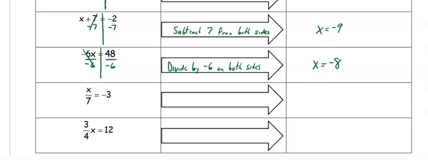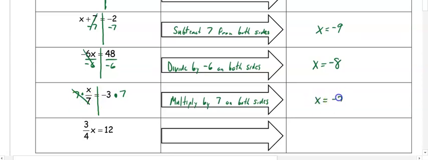In our next one, we have x over 7 equals negative 3. That means this is division. So the opposite of division is multiplication. So we're going to multiply both sides by 7. The 7's cancel out. So we're left with x equals negative 3 times 7, which is negative 21.